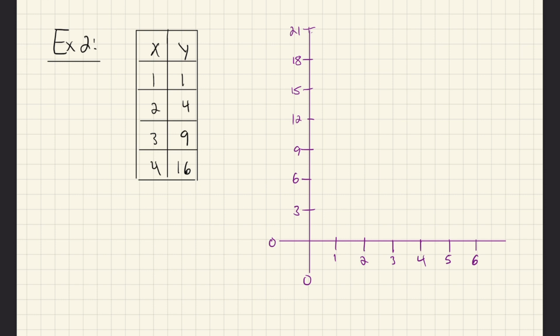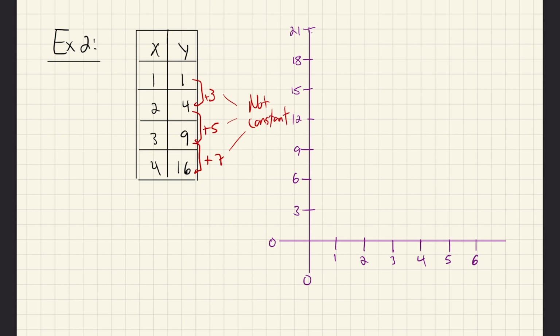So let's say for this one here, I'm going to take the first differences first and see if it's constant. So I look at the y values, and the difference between 1 and 4 is +3. Then the difference between 4 and 9 is +5. And then 9 and 16 is +7. So here, this is not constant.